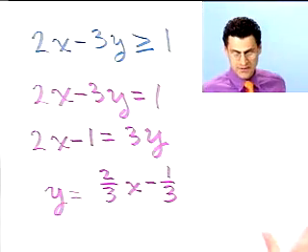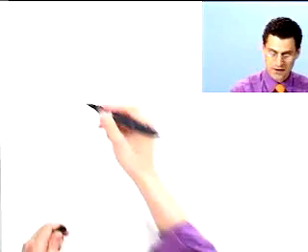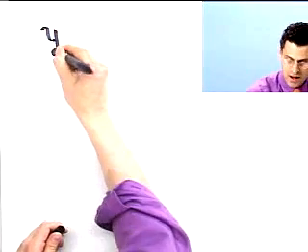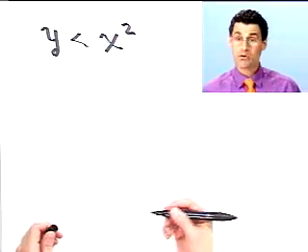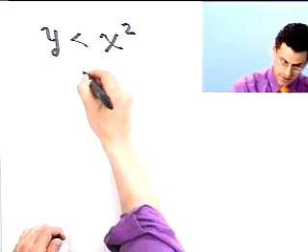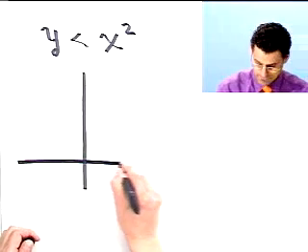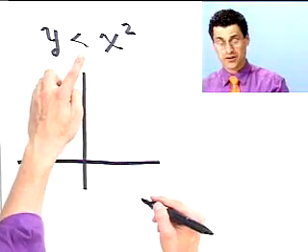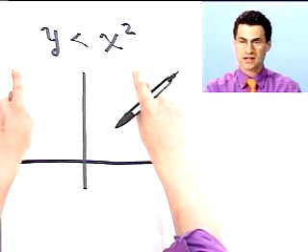Let's try some that actually aren't lines, just to see that, in fact, there's no difference whether you're a line or not. Suppose we look at y less than x squared. What would I do first? Well, first I would graph the analogous thing with an equal sign. So I'd graph y equals x squared. That's a standard happy face parabola right here.